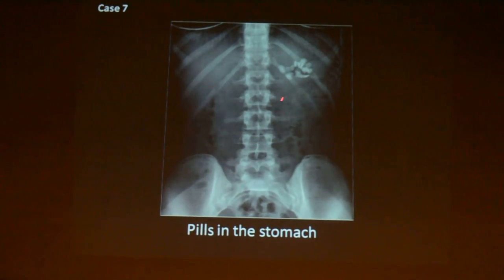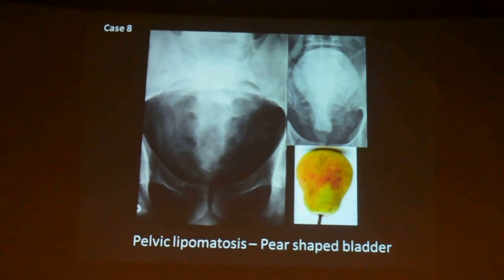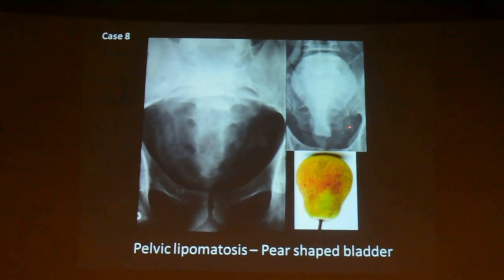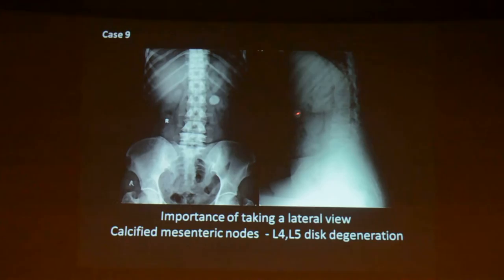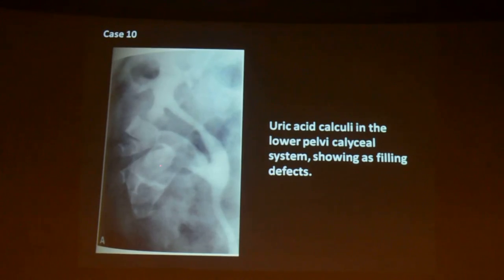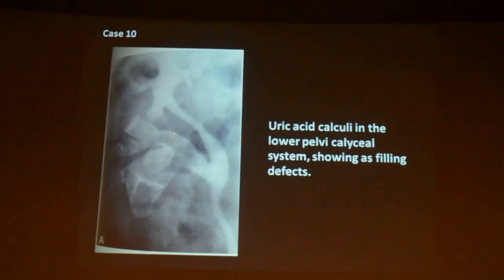Pills in the stomach. This is pelvic lipomatosis, the so-called pear-shaped bladder. Importance of taking a lateral view: calcified mesenteric nodes. Uric acid stones in this alcoholic gentleman, which the plain film can't see.